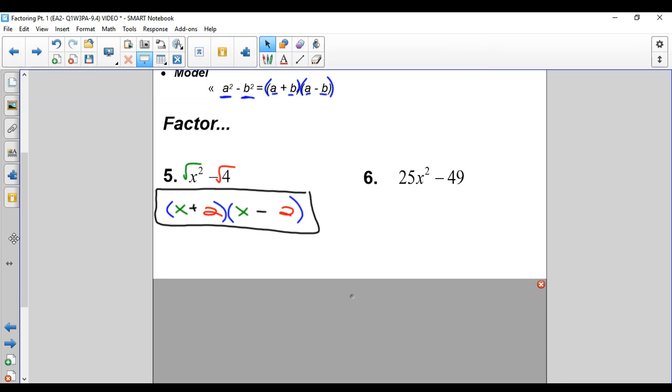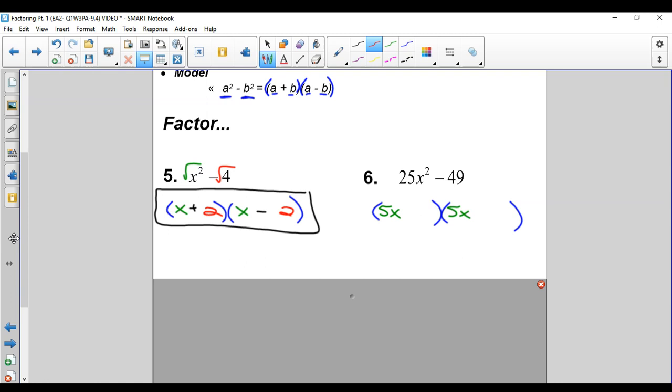Same deal with the second one. Open up two sets of parentheses, just set it up. You're thinking about taking the square root of the first term. This time we have a number out front. It's 25 with the x squared. Square root of 25 is 5. Square root of x squared is x, so 5x goes in each first spot.